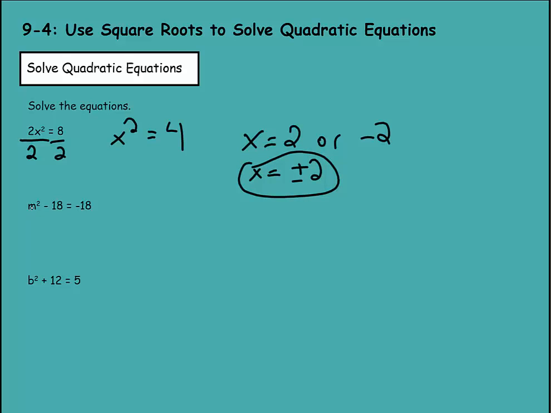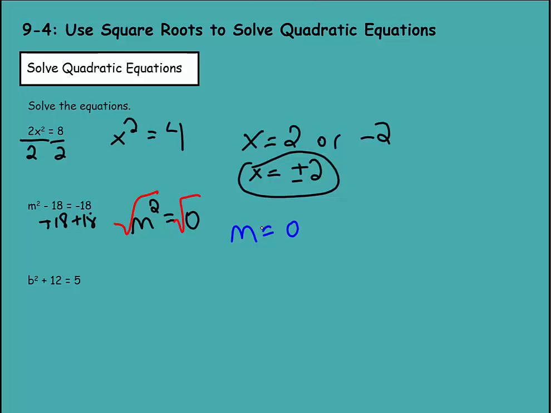Here we have m squared minus 18 equals negative 18. If I'm going to isolate the m squared, I'm going to add 18 to both sides. So my new equation would be m squared equaling negative 18 plus 18, which equals 0. If I square root both sides, that would leave me with m equals 0.